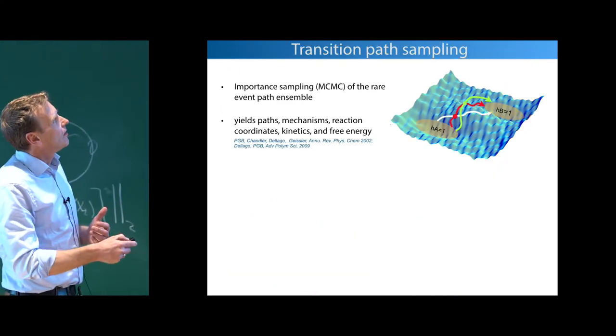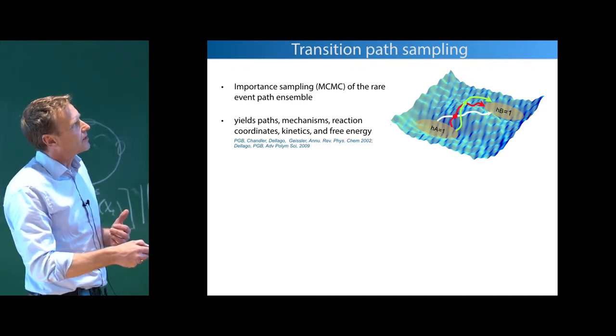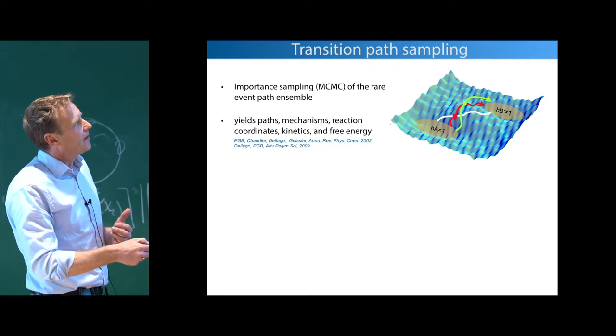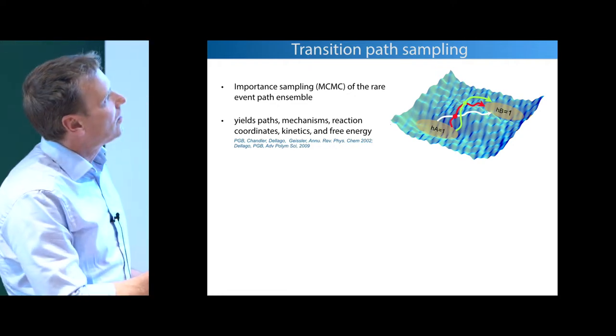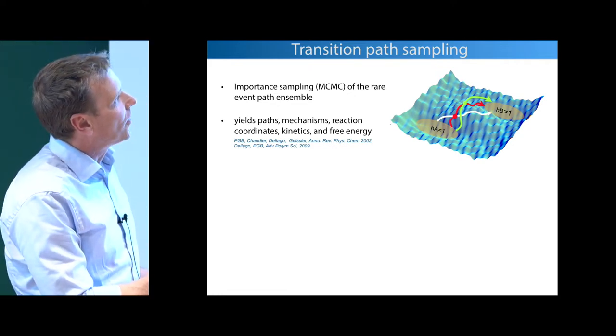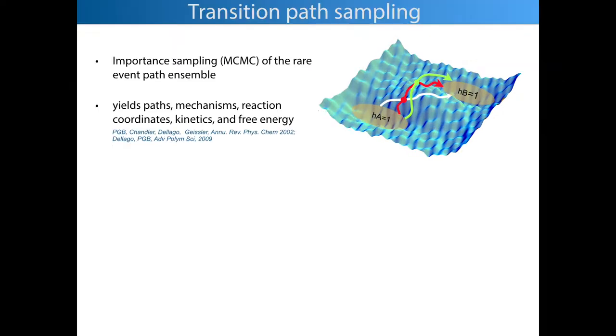So just to remind you what we actually do: we start with an initial pathway, this white one, and then we select one particular point from it and create a new pathway, a new trajectory, from this point by integrating the equations of motion in the forward and in the backward direction until they reach a stable state, and then we accept or reject according to the Metropolis-Hastings criterion.